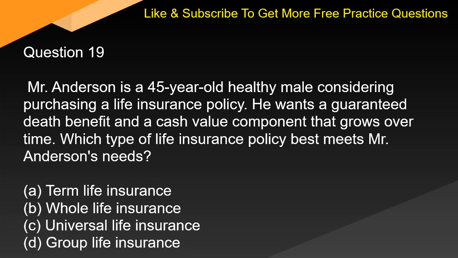Question 19. Mr. Anderson is a 45-year-old healthy male considering purchasing a life insurance policy. He wants a guaranteed death benefit and a cash value component that grows over time. Which type of life insurance policy best meets Mr. Anderson's needs? A. Term life insurance. B. Whole life insurance. C. Universal life insurance. D. Group life insurance.